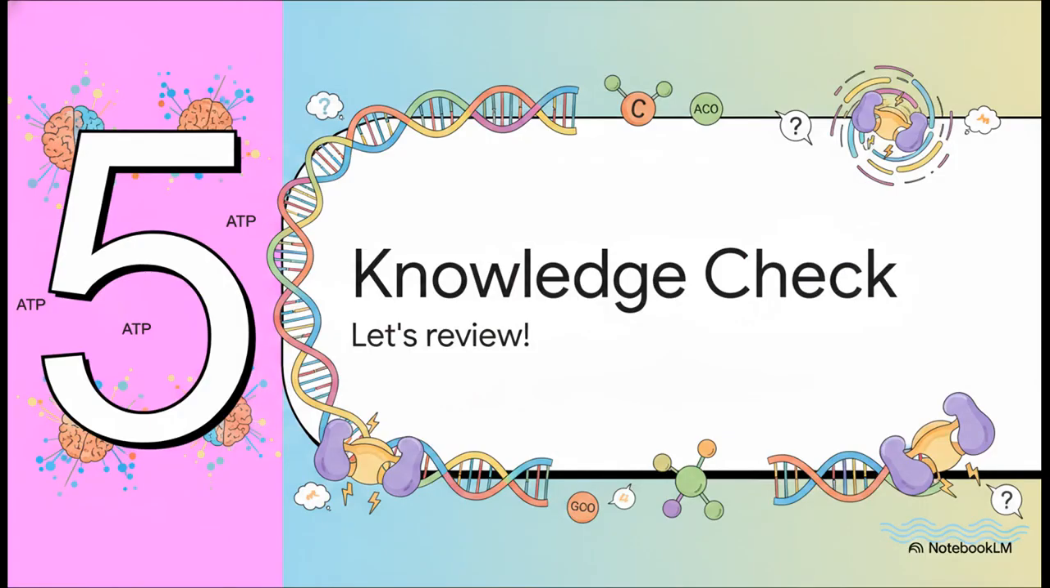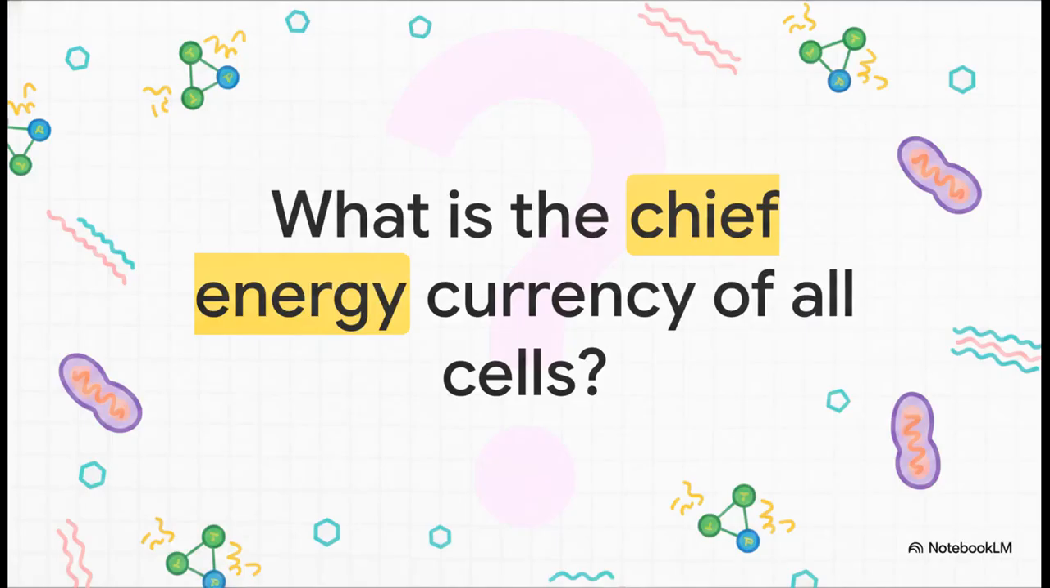All right, Section 5, Active Knowledge Check. Let's review what we've learned. Question number 1. What is the chief energy currency of all cells? I'll give you a second to mentally shout out the answer. Exactly. It is ATP, Adenosine Triphosphate.